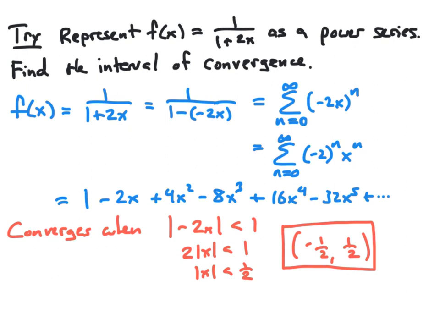To determine the interval of convergence, we note that our series is a geometric series with ratio -2x, and therefore we know that the series will converge when the absolute value of -2x is less than 1. The absolute value of -2x can be rewritten as 2 times the absolute value of x, and we can divide the inequality by 2 to see that we get the absolute value of x less than 1/2. This means our interval of convergence is the interval from -1/2 to 1/2, not including either of the endpoints.